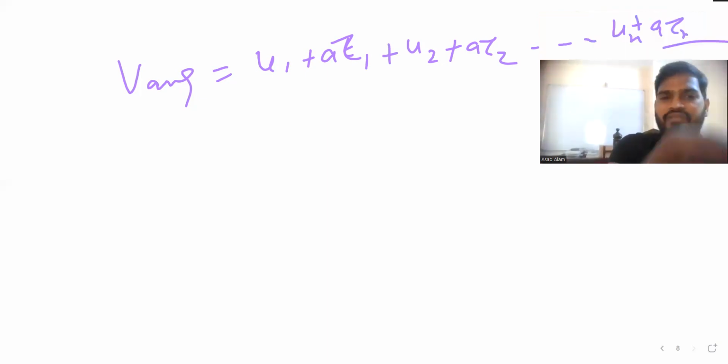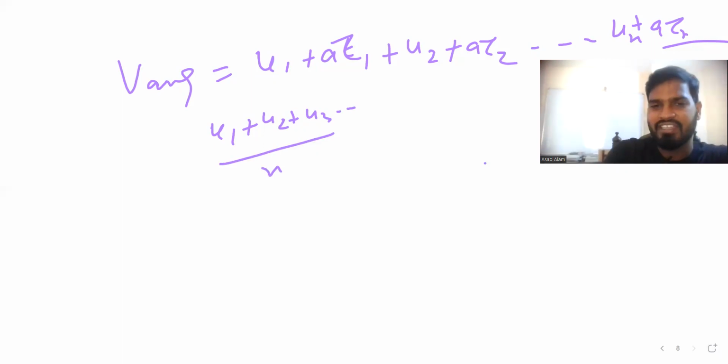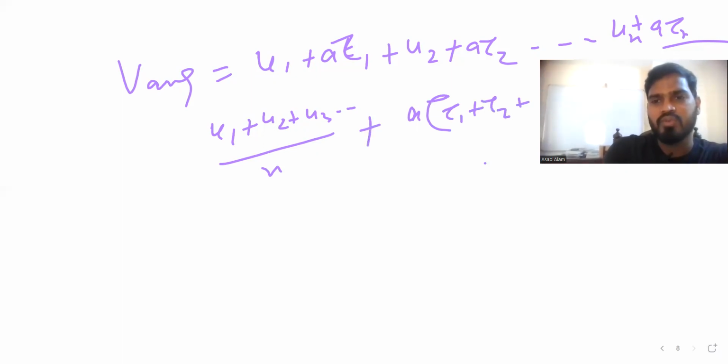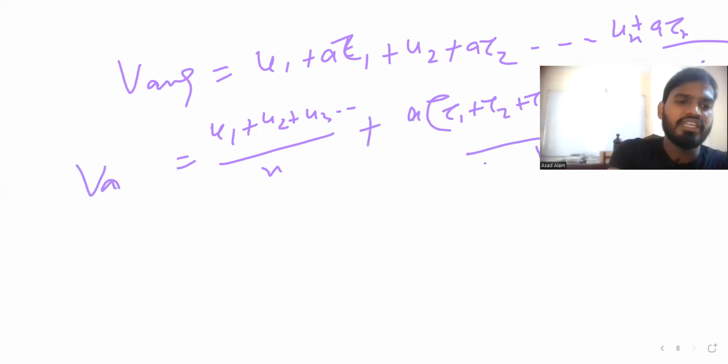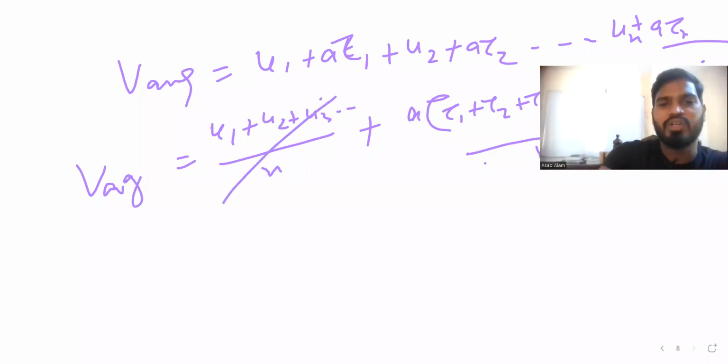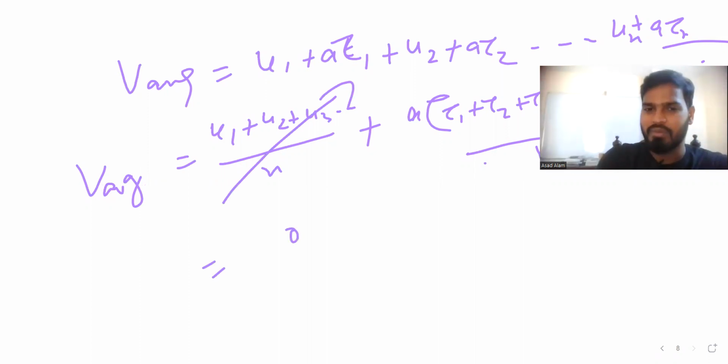Okay, now what we are doing here: u1 plus u2 plus u3 till un, divided by n. That we already did, right? And then we are taking a common, because the acceleration is the same, so tau 1 plus tau 2 plus tau 3 till tau n, divided by n. We are finding the average, so V average. Fine. The first part we know directly is 0, because without the conductor field it becomes 0.